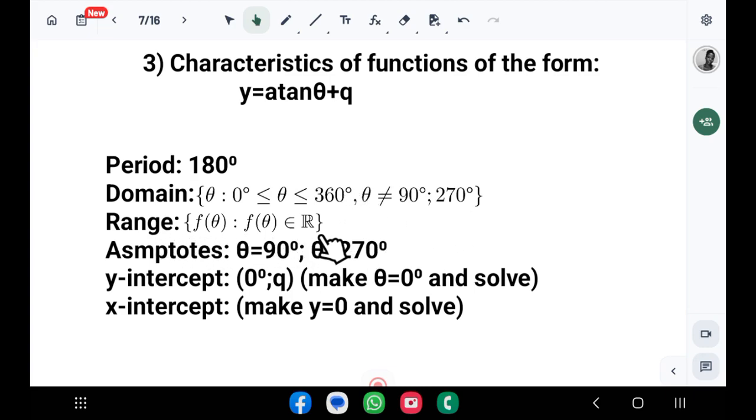The range is all elements of real numbers. There is no restriction on the range. Asymptotes are always at 90 degrees and 270 degrees, but be careful, be cognizant of that. Y-intercept: you make x 0 or theta 0 and solve. X-intercept: make y 0 and solve. Easy peasy, like with all other types of functions.